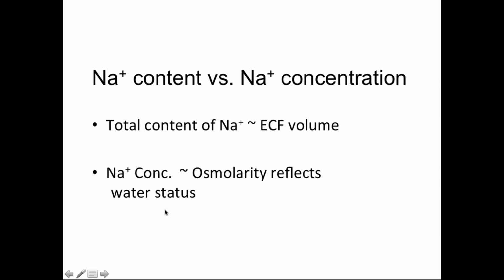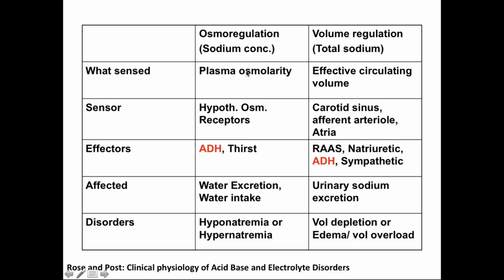So let's go over and revise how osmolar regulation happens. So osmolarity, which is through sodium concentration, is sensed as plasma osmolarity by the hypothalamic osmoreceptors. The effectors from these are ADH and thirst. What gets affected is water excretion and water intake, and the disorders of this are hyponatremia and hypernatremia. So the body is sensing the osmolarity, and the way it affects it is through water intake and water excretion.